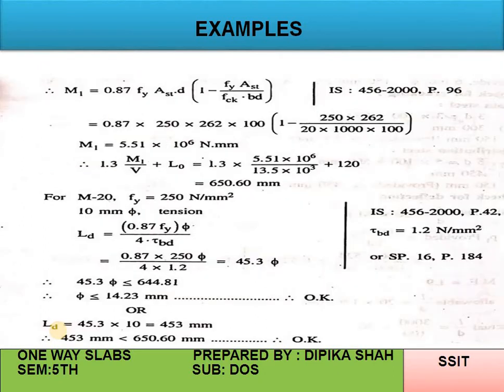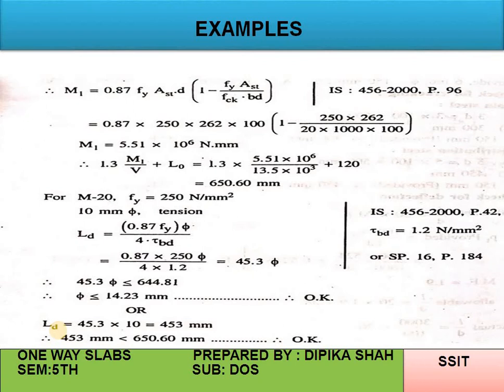So first of all we will find M1. So M1 फाइंड आउट करने के लिए हम लोग जो बीम के अंदर करते थे पेज नंबर 96 IS 456-2000 में जो इक्वेशन दिया है वो इक्वेशन के अंदर वैल्यू पुट करेंगे सारी और हमें M1 मिलेगा. सो M1 का इक्वेशन है 0.87 FY AST इंटू d 1 माइनस FY इंटू AST अपॉन FC के इंटू BD. सो हियर FY इज 250, AST इज 262. हम लोग जो हाफ ऑफ द 524 ले रहे हैं सो वो हो गया है 262. d स्मॉल d लेंगे जो है 100. सो सारी वैल्यू पुट कर देंगे इक्वेशन में और उसको अगर सॉल्व करेंगे तो हमें M1 की वैल्यू मिल रही है 5.51 इंटू 10⁶ न्यूटन इंटू mm, राइट.